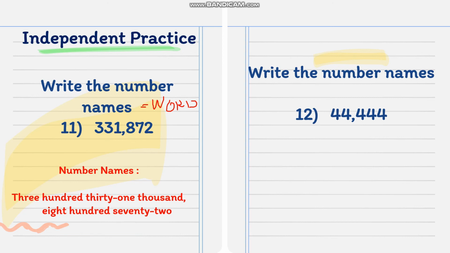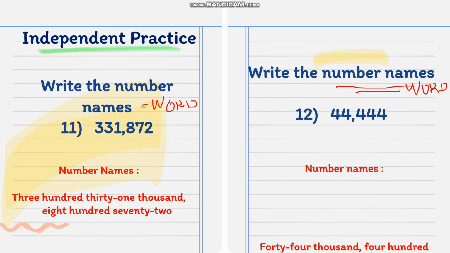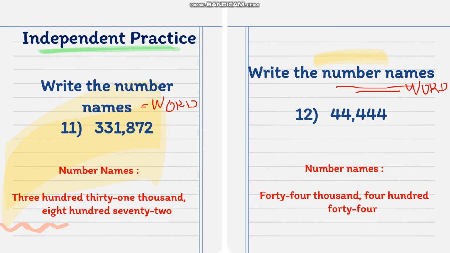Next, number names again, or what we call the word form. So how are we going to read this one? 444,444. So 444,000. Then we just copy the comma. Then 444.